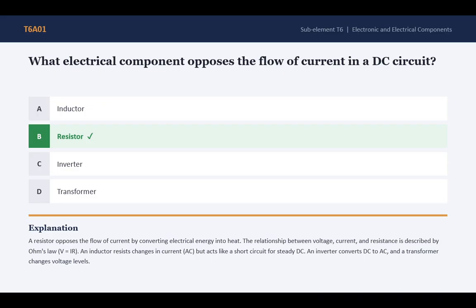What electrical component opposes the flow of current in a DC circuit? B. Resistor. A resistor opposes the flow of current by converting electrical energy into heat. The relationship between voltage, current, and resistance is described by Ohm's law, V equals IR. An inductor resists changes in current, AC, but acts like a short circuit for a steady DC. An inverter converts DC to AC, and a transformer changes voltage levels.